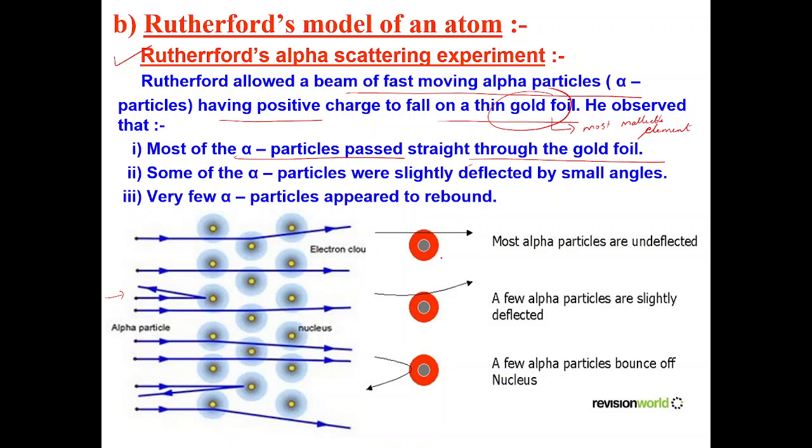And what was that model? That the atom has a very small center region, and that center region he named the nucleus. And all the electrons, which have very little mass, are rotating around the nucleus. This model is somewhat like our solar system, where the center of the solar system is the sun. So here the nucleus is the center and the electrons are revolving around it, just like planets revolve around the sun. So that was the model proposed by Rutherford.